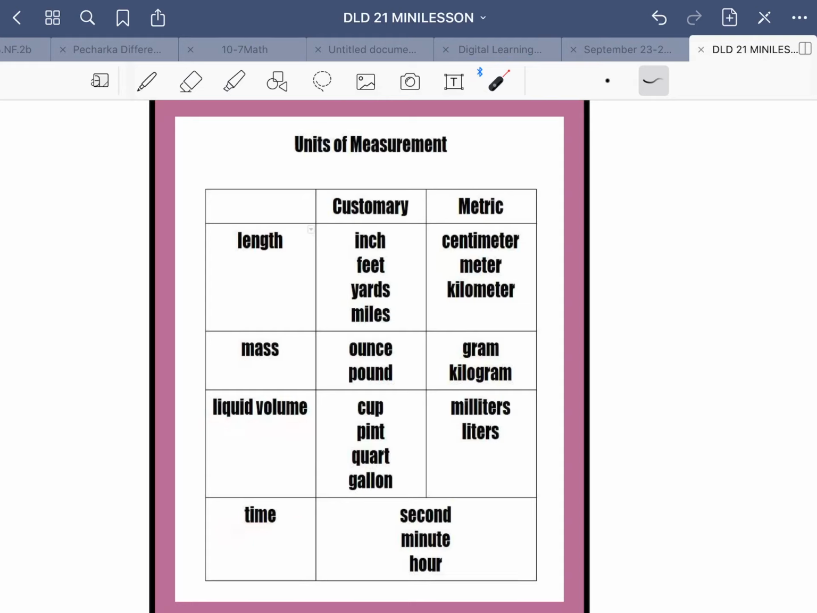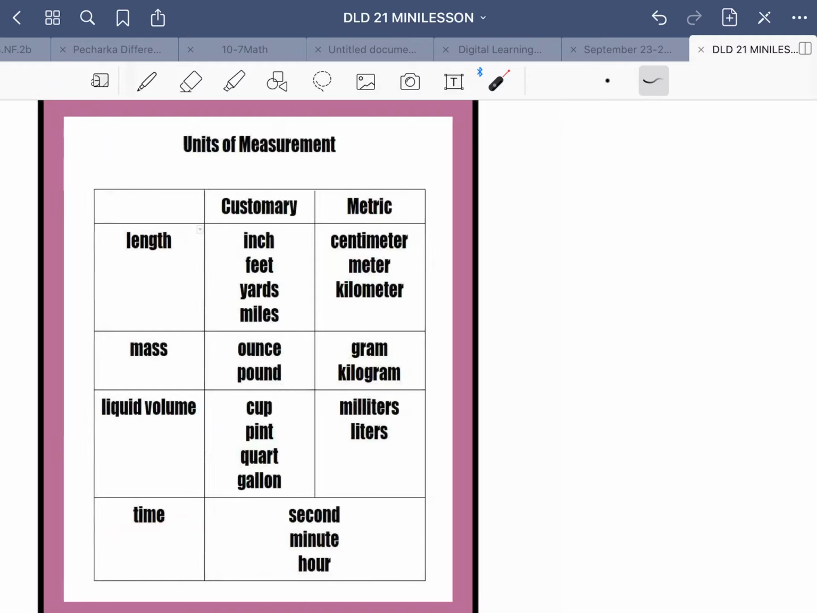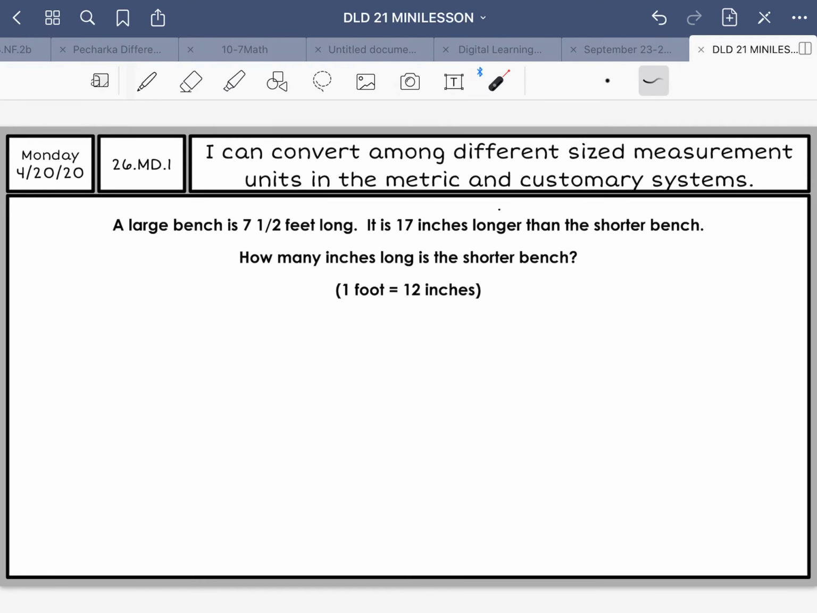I just wanted to show you this to help you remember where some of our vocabulary is going to come from today. So let's go ahead and get started. Our focus today is going to be on length and distance. This is the first problem that we're going to solve. The problem says a large bench is 7.5 feet long. It is 17 inches longer than the shorter bench. How many inches long is the shorter bench?